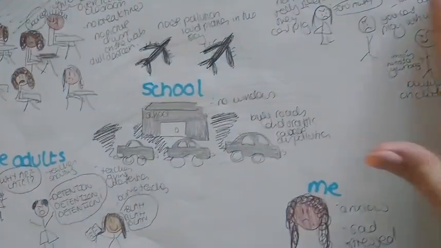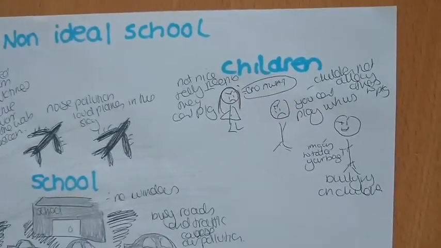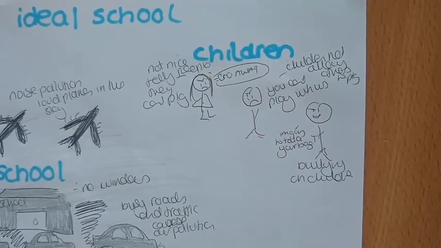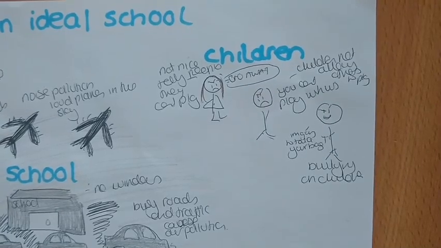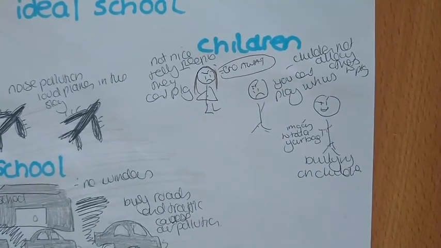Next we would move on to draw the children, what the other students would be like in this non-ideal school. So I put down that the children aren't really nice, they're not really friendly, they don't share or want to play, and there's lots of bullying going on.